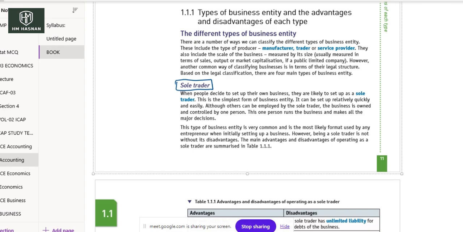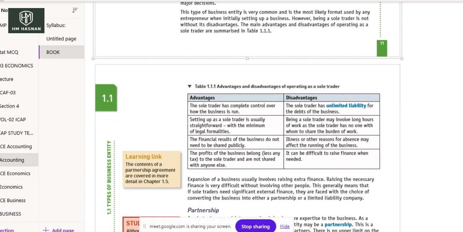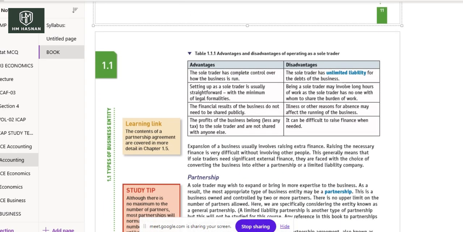Earlier we talked about this. When a single person handles the entire business, that is called a sole trader. A sole trader may be a trader, a manufacturer, or a service provider. It doesn't matter. If a single person owns the entire business, it is called a sole trader. What's the advantage and disadvantage of a sole trader? The examiner asks a question in this area.